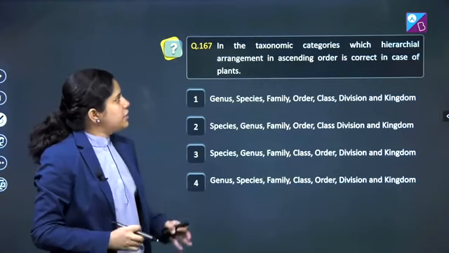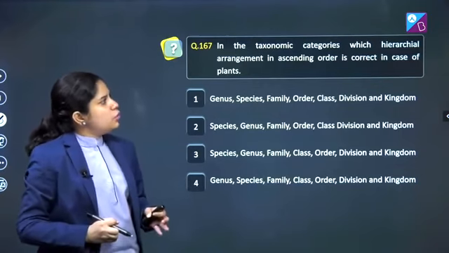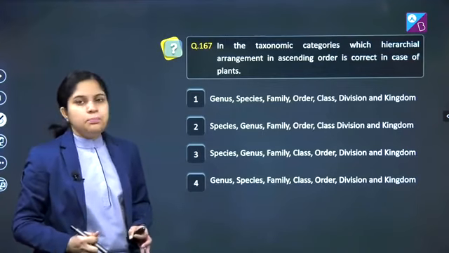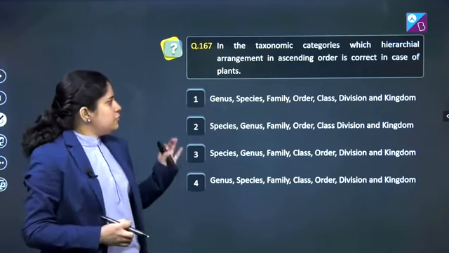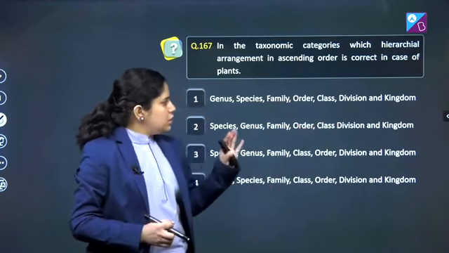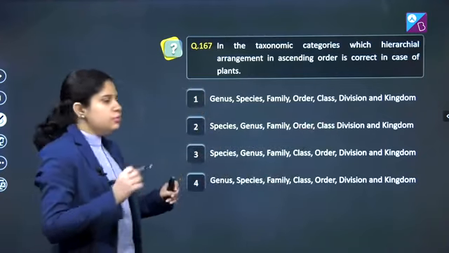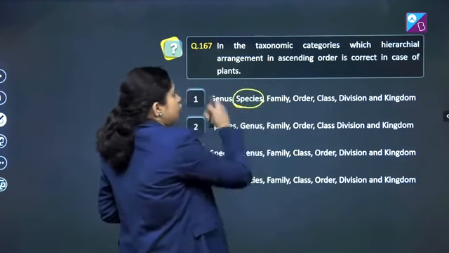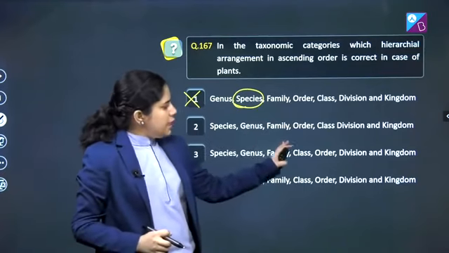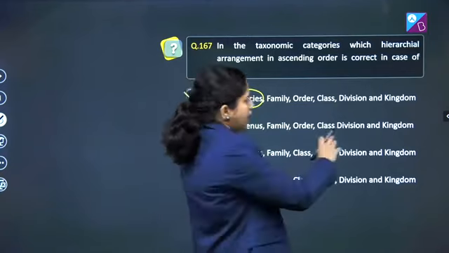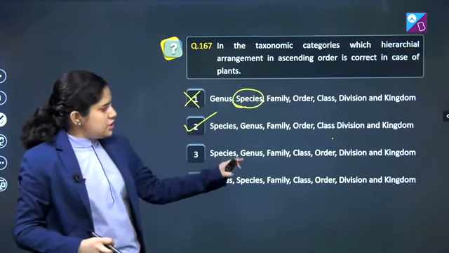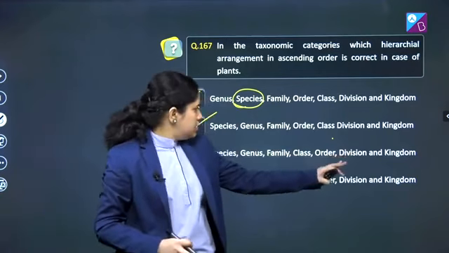क्वेश्चन नंबर 167. In the taxonomic categories, which hierarchical arrangement in ascending order is correct in case of the plants? Let's see. First, genus, species, family, order, class, division, kingdom. ये गलत है क्योंकि species is the lowest category. So first one is incorrect. Second, species, genus, family, order, class, division and kingdom. This is correct.